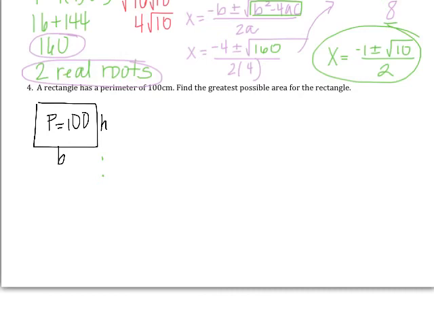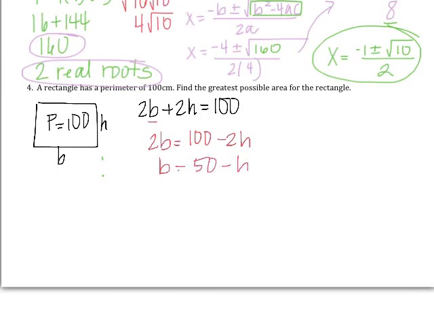And let's see if we can write an expression for the base and the height. So it would be 2b plus 2h equals 100. That's our expression for perimeter. And what I want to do is write one in terms of the other. And we've had this on a few different quizzes and tests. So let's solve for b. So 2b equals 100 minus 2h, and then b equals 50 minus h.